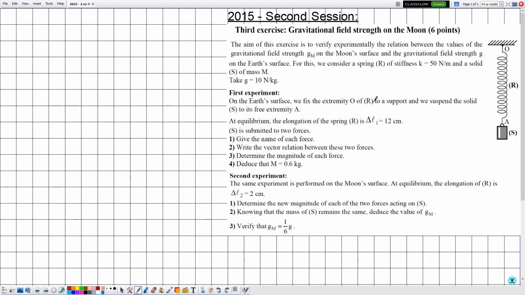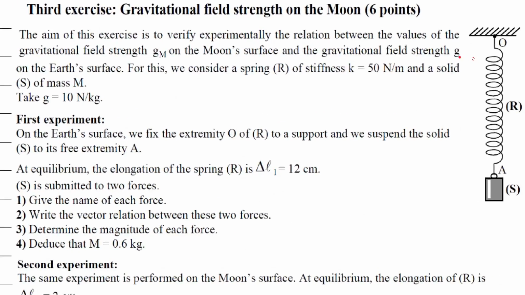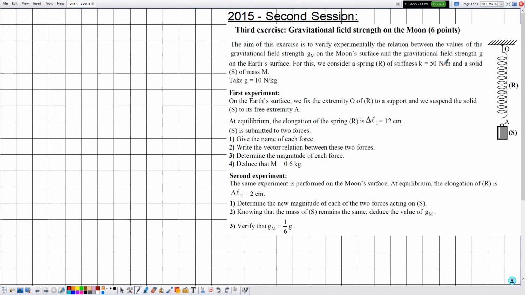The aim of this exercise is to verify experimentally the relation between the values of the gravitational field strength Gm on the moon's surface and the gravitational field strength G on the Earth's surface. For this, we consider a spring R of stiffness k equal to 50 newtons per meter, and a solid S of mass m, take g equal to 10 newtons per kilogram.